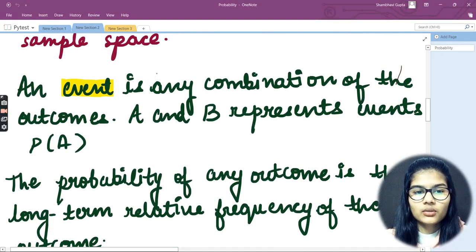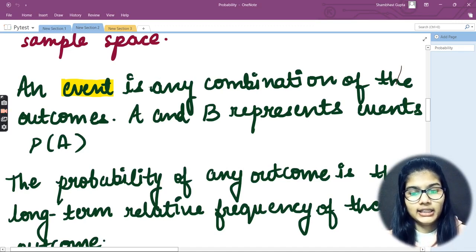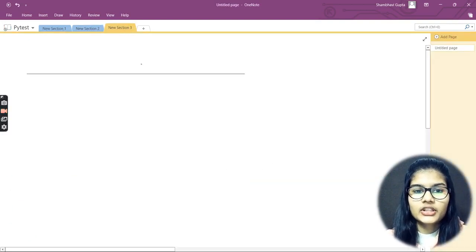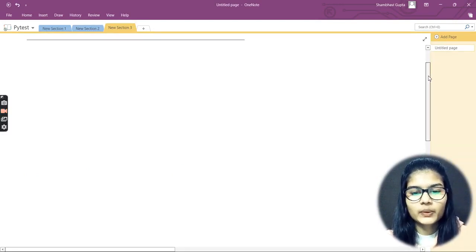So what's an event? An event is any combination of the outcomes. Whatever the outcomes are, a combination of all those outcomes forms an event. Okay, how do we denote it? Events are always denoted using uppercase characters. And if you have to denote the probability of any event, you write P for probability and in the bracket you write that respective event. Okay, this is the notation regarding the events. So further now we'll be discussing the different events and the formulas with quick examples.